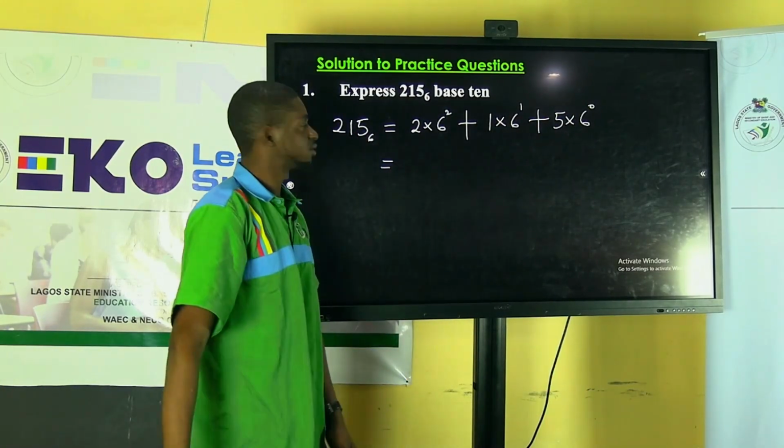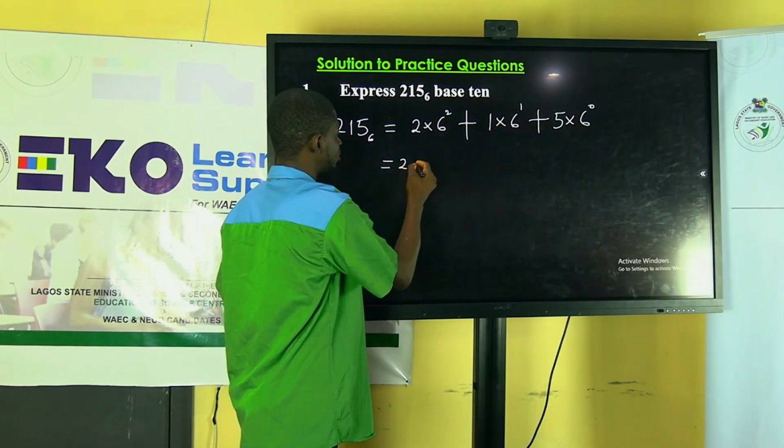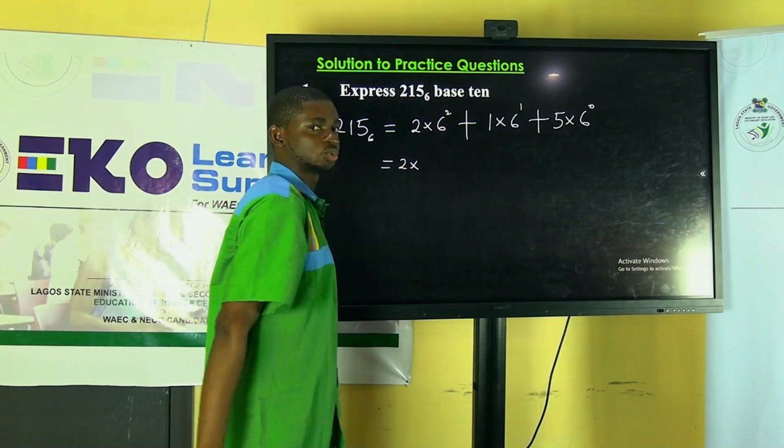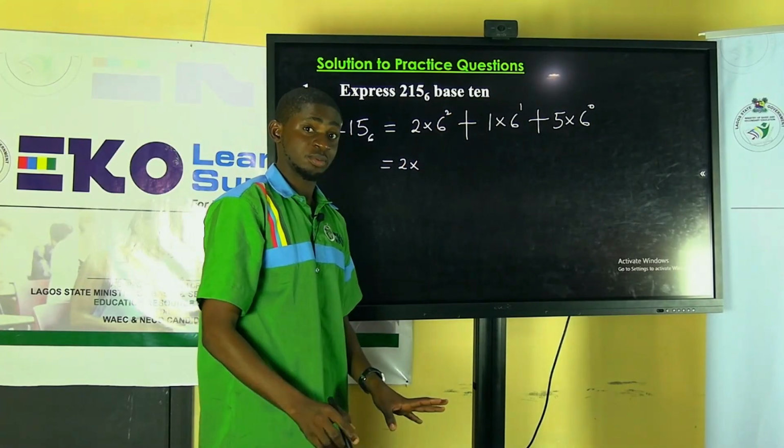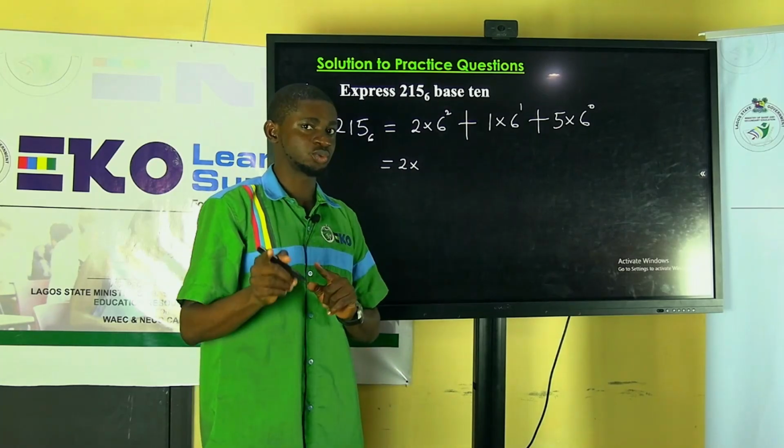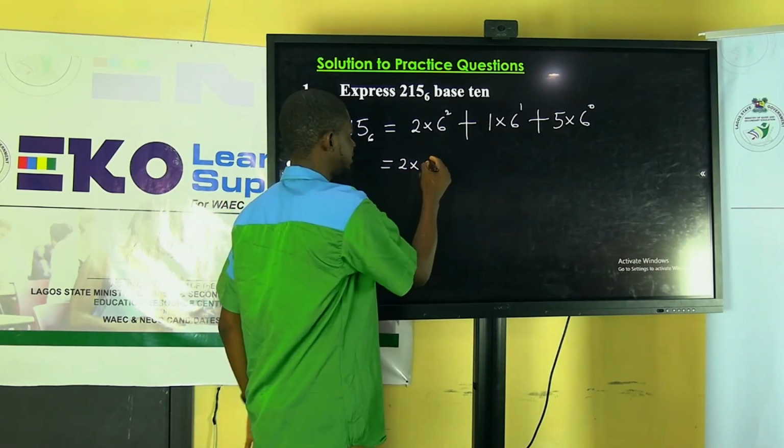So doing that, it's going to be 2 multiplied by 6 raised to power 2. That's 6 squared, 6 times 6, not 6 times 2. 6 times 6, 36.